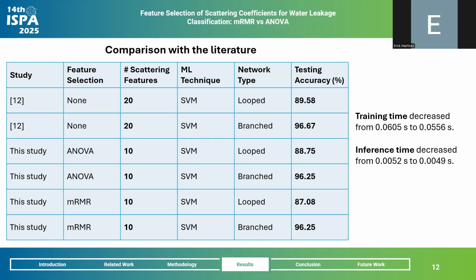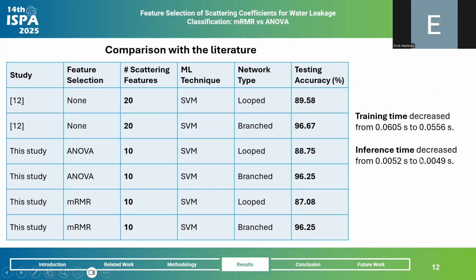We also wanted to compare the feature selection approaches in this study against a benchmark. So we used reference 12, which also uses the same data set and the same techniques. But in this case, reference 12 used the 20 features derived from the scattering transform for both water networks. Here, we want to note that the testing accuracy that we obtain using ANOVA and the minimum redundancy maximum relevance algorithm is close to the testing accuracy that we can obtain by using the whole feature set.